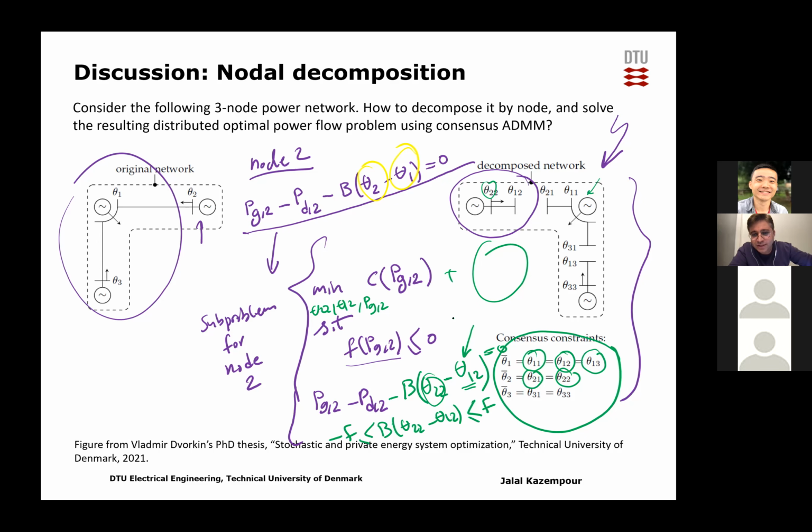Hosna says yes. What about others? Is it clear what we are doing? So we call it nodal decomposition, and it also uses the concept of consensus ADM. Good. So Raja, I hope I provided you with enough applications in power systems, but I will provide a conclusion later.